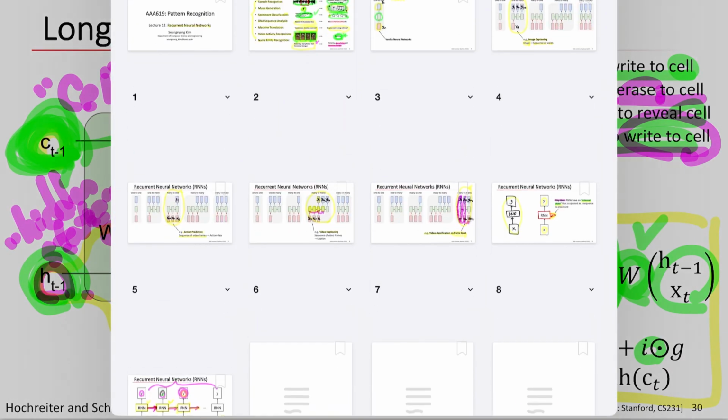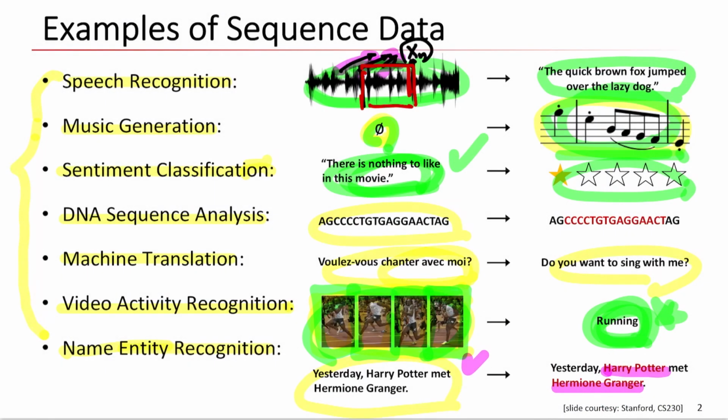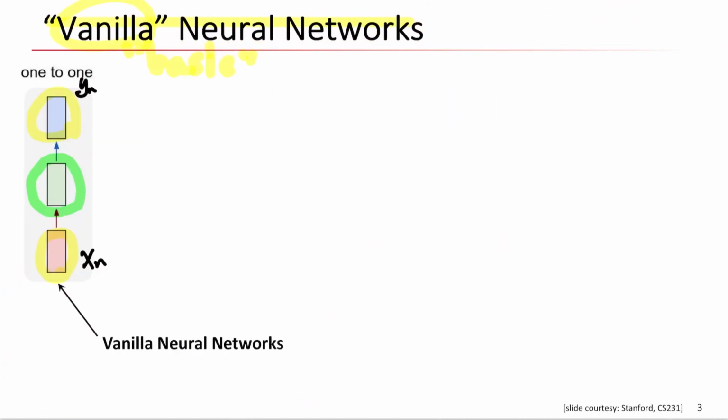In that lecture we talked about sequence data processing by using the recurrent neural network. There are several kinds of applications or examples that use sequential data, something like this, right? What was the recurrent neural network?